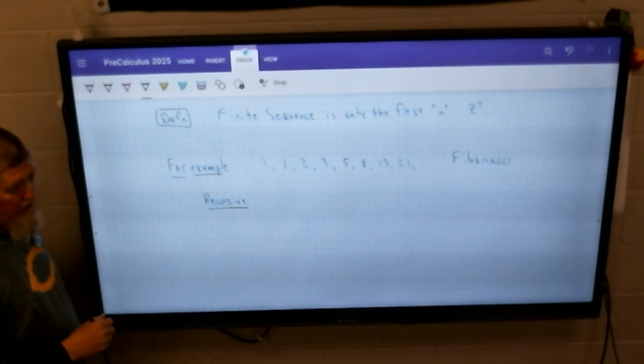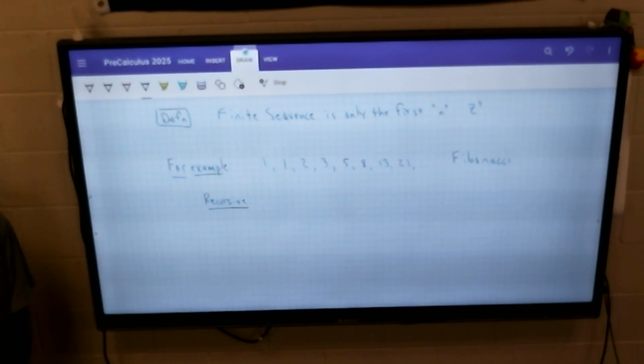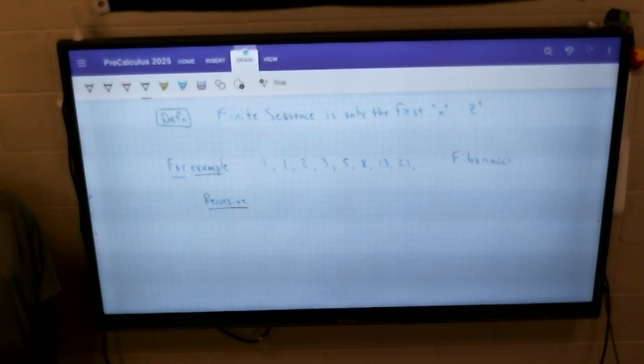Isn't there one where you multiply the previous one to get the next one? That would be a geometric. Arithmetic is where you have a common difference. Geometric would have a common ratio. This one is recursive. There is no multiplier thing or adder thing, nothing like that.